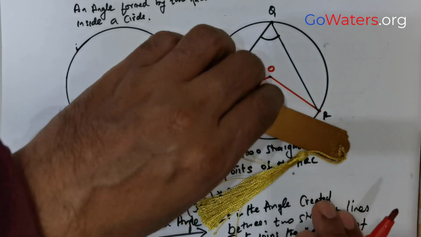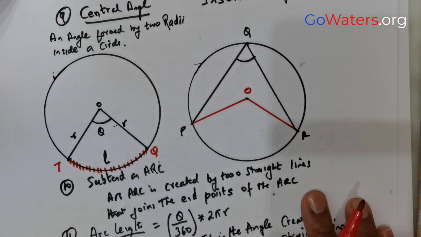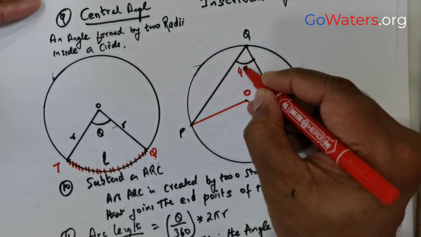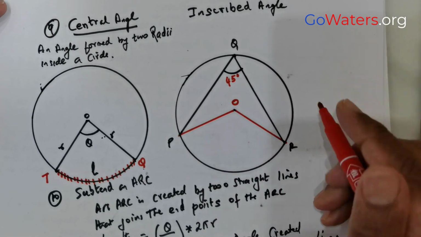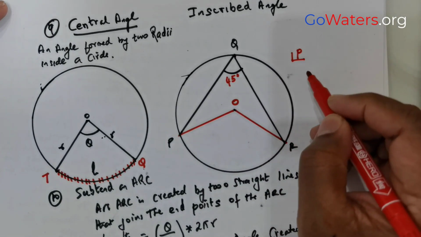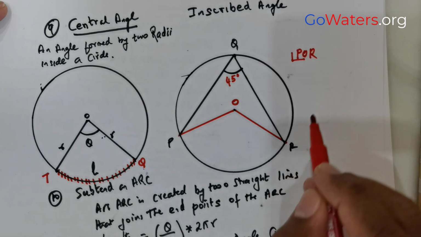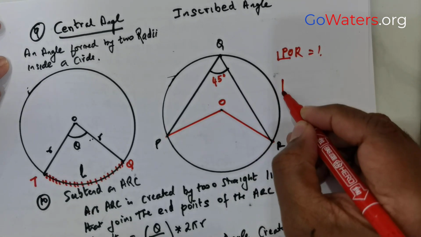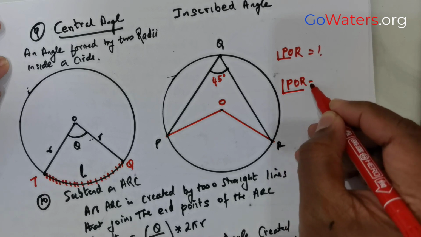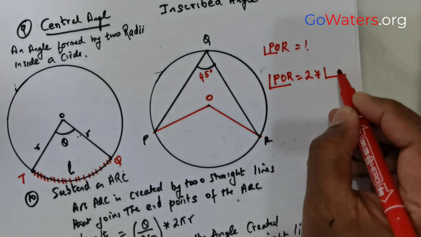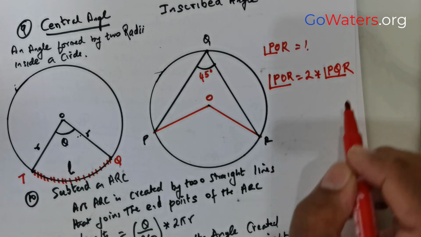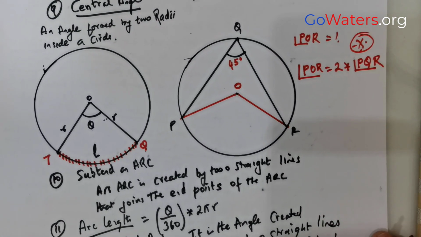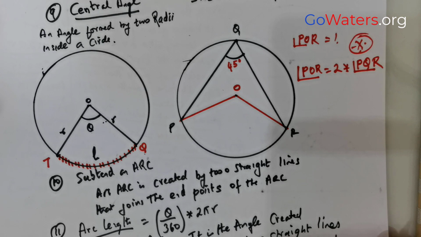So there is a central angle that is being created, right? Now there is a question. Say we have been given, say if this is 45 degrees, and we are expected to find the angle POR. So this is required, right? Now there is a very important result you should know. What is that? Angle POR is equal to twice the angle PQR. Very important. This will be used for many applications, right? So have that in mind.